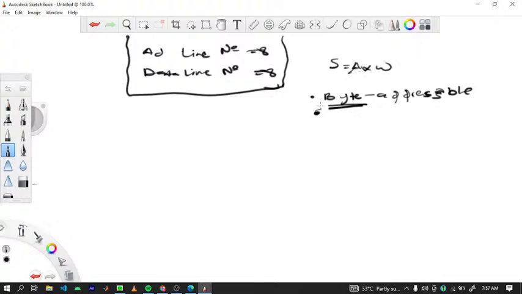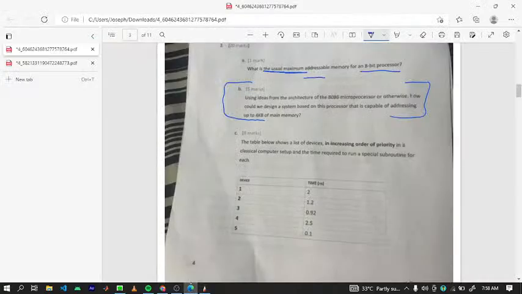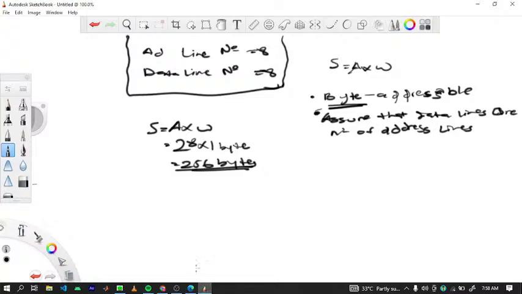So let's move on. You write: assuming the microprocessor is byte addressable. And also you have to assume that your data lines are equal to the number of address lines in your system. These are the two assumptions you have to make. Now, when you make these two assumptions, you can find out the size of your storage. You have 2 raised to the power 8 times 1 byte, which gives you 256 bytes. So that's the usual maximum addressable memory, 256 bytes.